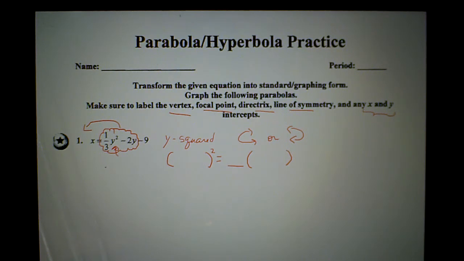Now in reality, so I don't deal with negatives and all that, I'm actually just going to leave the 1/3 y squared minus 2y on the right side, and then I'm going to take this -9 and move it over here, so it's x plus 9. Then I'm going to use the reflexive property of equations and say 1/3 y squared minus 2y is equal to x plus 9. So that's where I'm going to start.